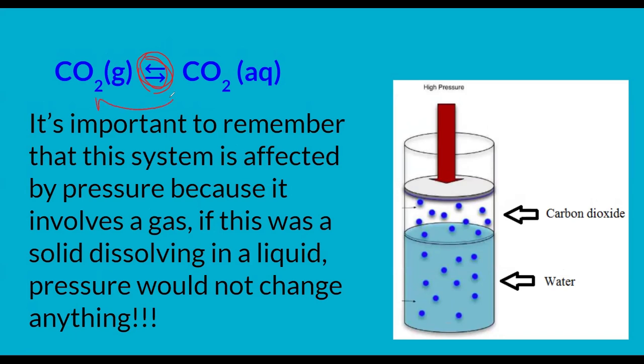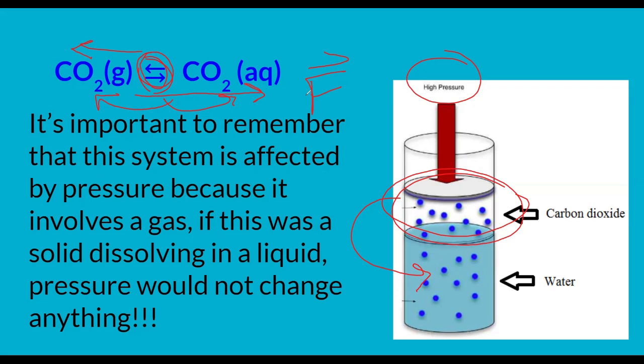Correct? One is going to the left towards carbon dioxide wanting to be a gas. And the other one's going to the right towards carbon dioxide wanting to be dissolved in the solution. We call this the reverse process and this the forward process. Which process is going to be favored if I apply pressure? Well, the forward process will be favored.